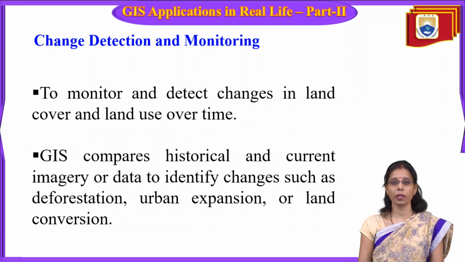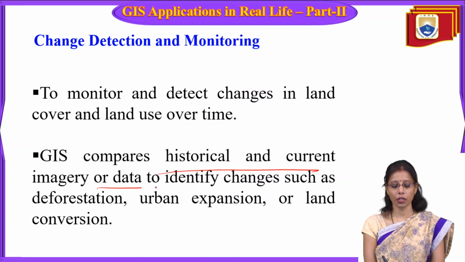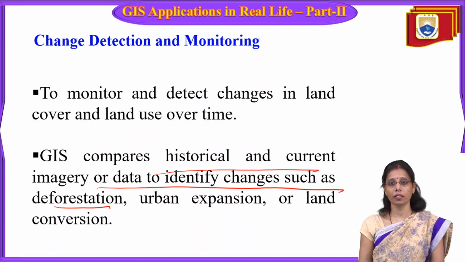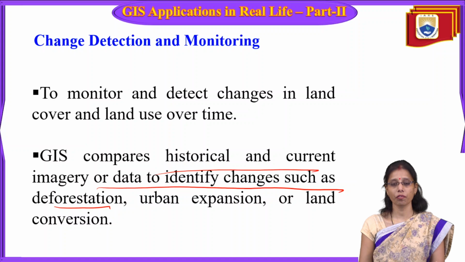So what are the changes that will take place in such areas, like what are the changes in the construction work, what are the changes in the developmental activities? That will be monitored when we check the historical data and the present data. We can compare the data and find out the changes between the present scenario and the past or the future scenario. So GIS compares the historical and current imagery data and identifies changes such as deforestation. So deforestation does not happen regularly. Most of the places wherever urban activities are going to be developed, deforestation will take place very often. Such areas we'll see with the help of change detection and monitoring.